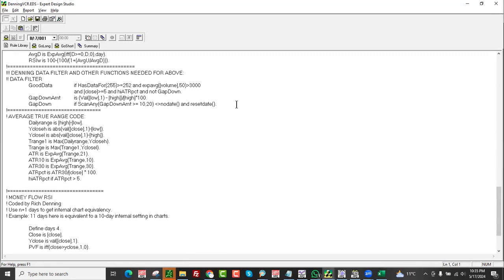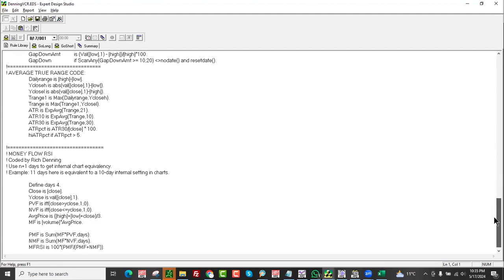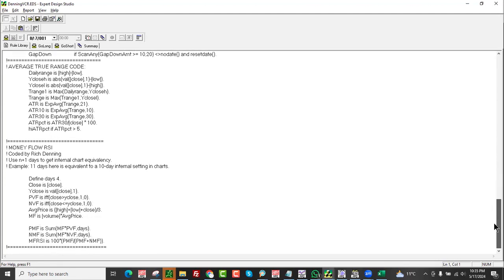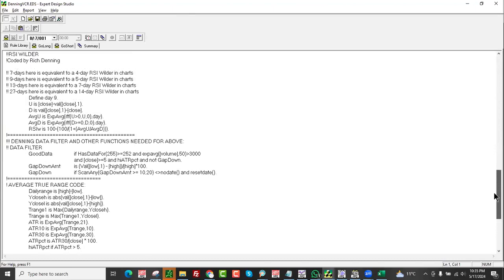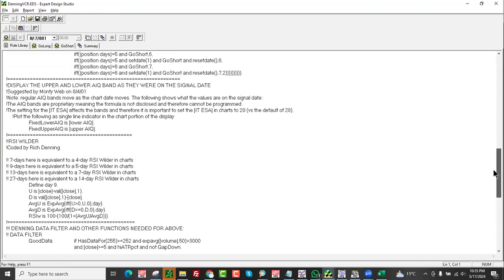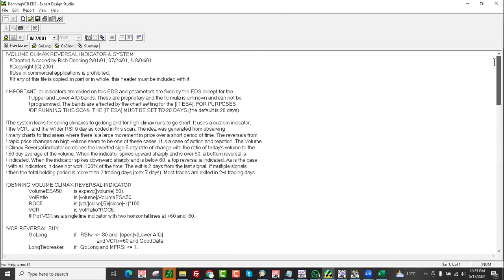One thing he does have is a data filter, so we can run this on a less cleaned database rather than ETFs 100. We could do it on an even bigger database because there's a data filter in here that will make sure we don't buy into any ETFs that have low volume. His strategy has money flow involved, money flow RSI, average true range, and there's also RSI Wilder. So it's a combination strategy. It also has an exiting strategy in here. So it's a pretty good strategy overall.